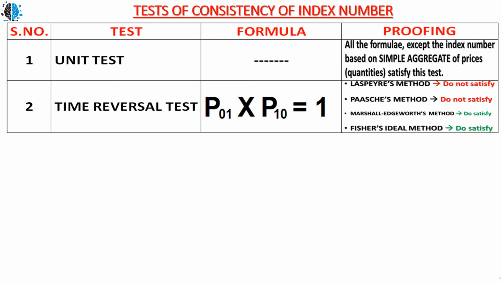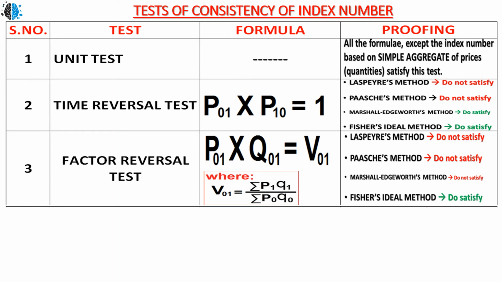Next we have the time reversal test. For the time reversal test, we have a formula. What is the formula? The price index of the current year based on base year into the price index of the base year based on current year is equal to 1. Who is going to satisfy it in proofing? Only two: Marshall-Edgeworth method and Fisher's ideal method, whereas Laspeyres and Paasche are not going to satisfy time reversal. Next we have the factor reversal test.